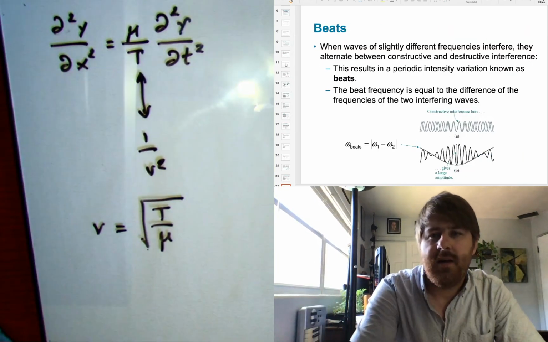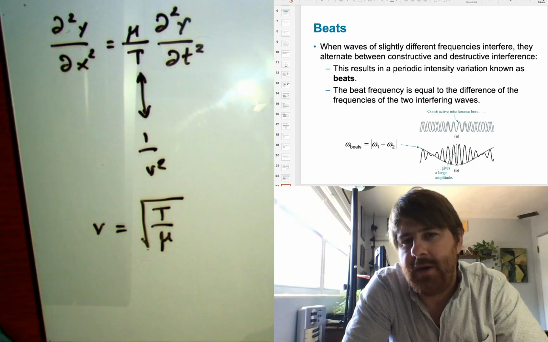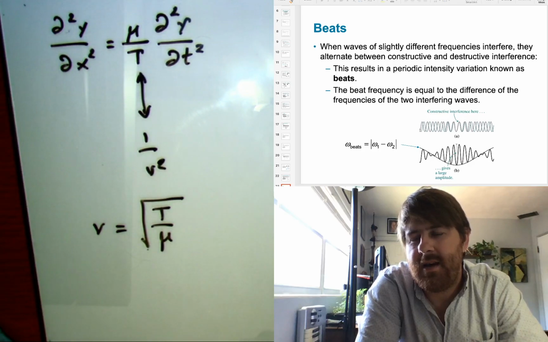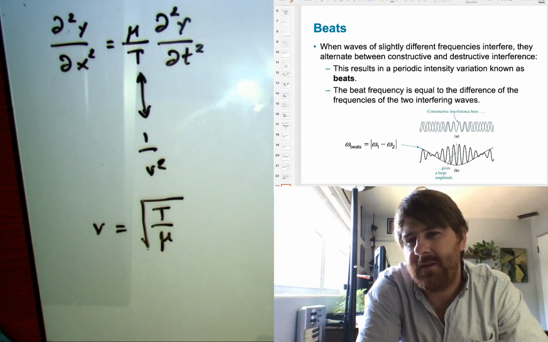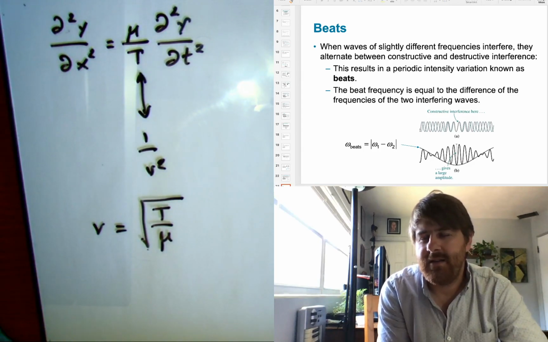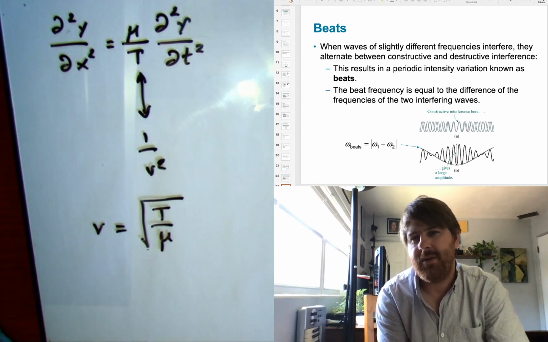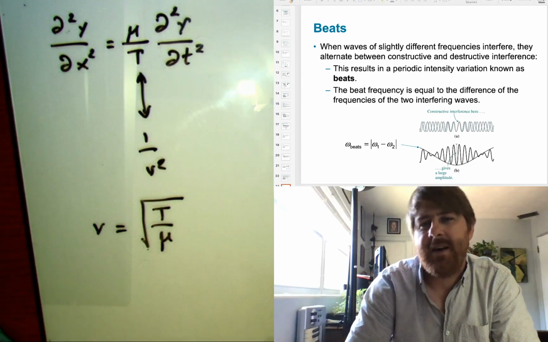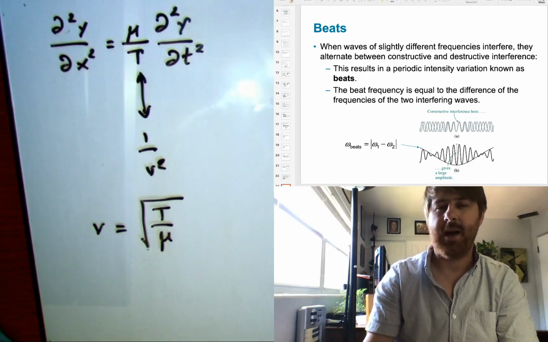Also, if you have waves that are almost the same frequency but just off by a tiny bit, then the phase differences between them will cause them to oscillate between constructive interference and destructive interference. This is what we call beats, right? So two notes that are very similar in pitch will appear to get louder and quieter with a slow frequency, which is the difference in their two frequencies. The beat frequency is the absolute value of the difference in the frequency of the two waves.